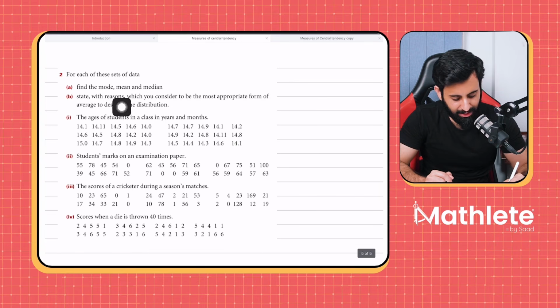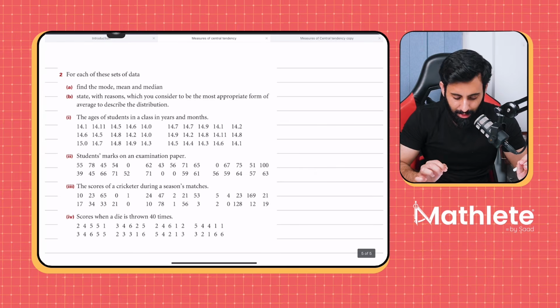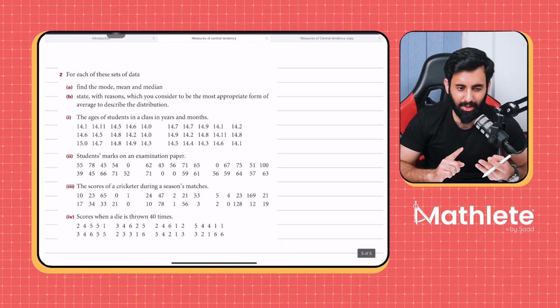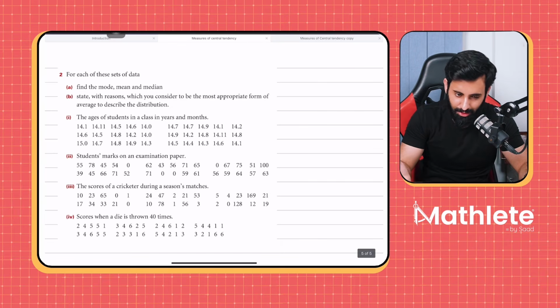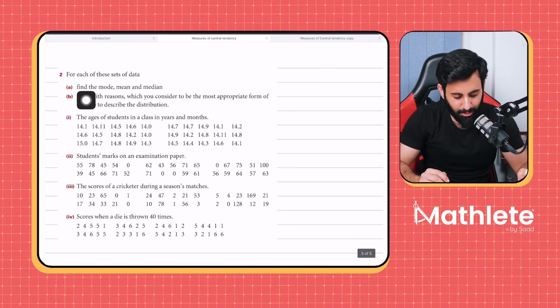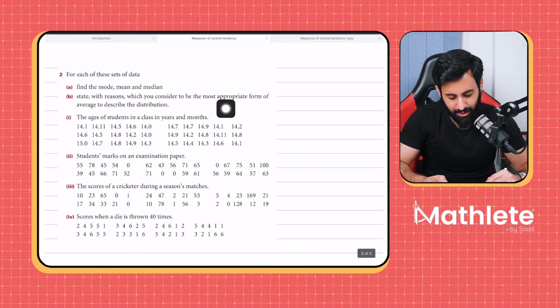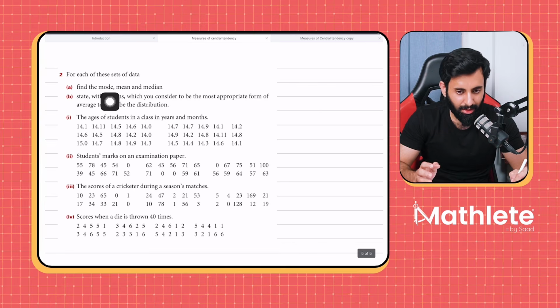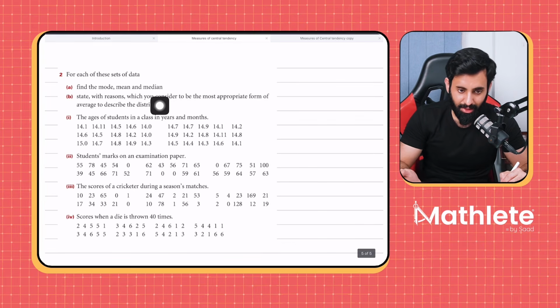Earlier I said that mean is average. But actually, you have three different averages: mean, median, and mode. Normally we say mean to be average, but in statistics, when we say average, it could be the mean, median, or the mode. That's why this question says to find which you consider to be the most appropriate form of average. These three come under averages.